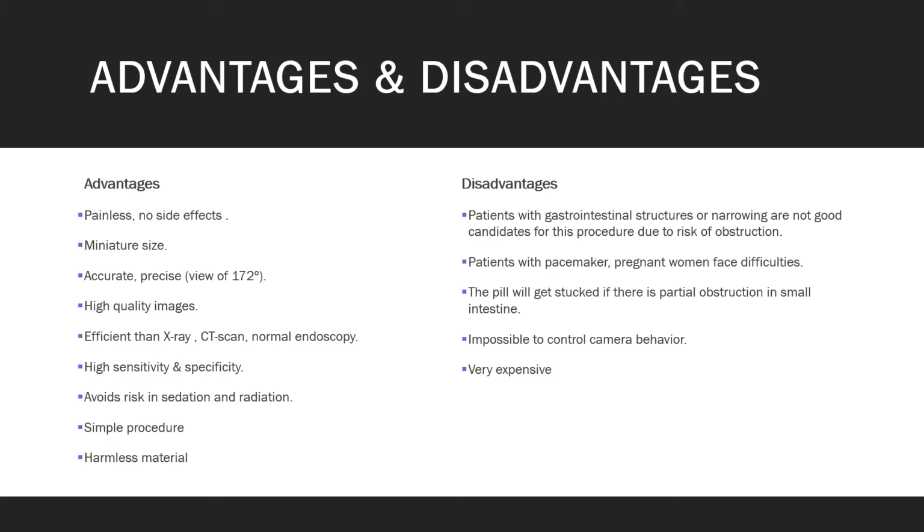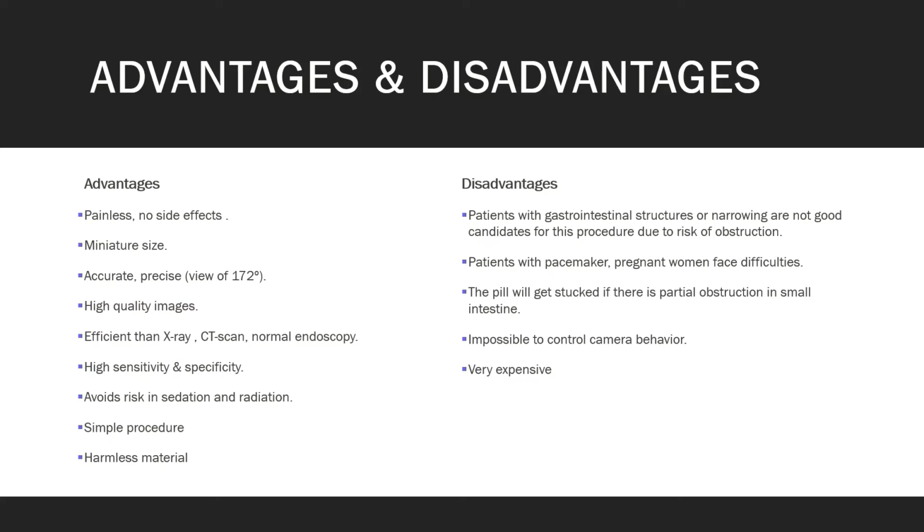The pill will get stuck if there is a partial obstruction in the small intestine. It is impossible to control the camera movement. And it is very expensive. Some of you may wonder about the price. We asked the price of capsule endoscopy to many private hospitals in Turkey, an average of 12,000 Turkish lira. As I said on the previous slides, in some cases capsule endoscopy is performed twice, so we may have spent our money for nothing.